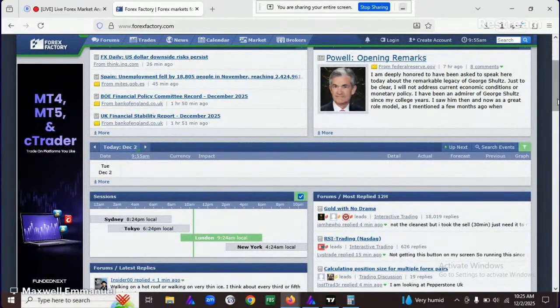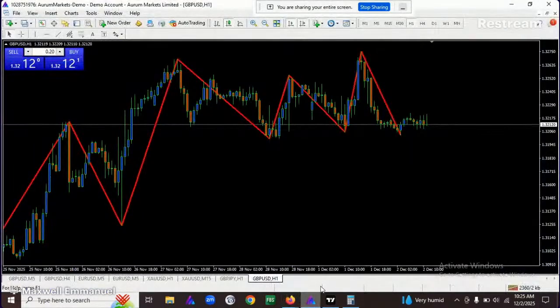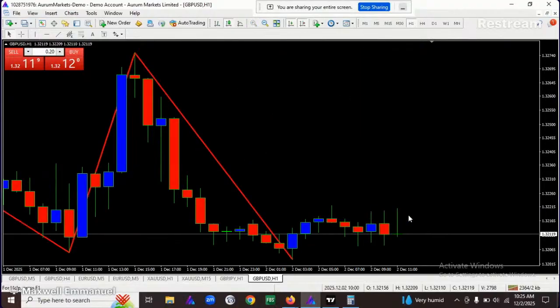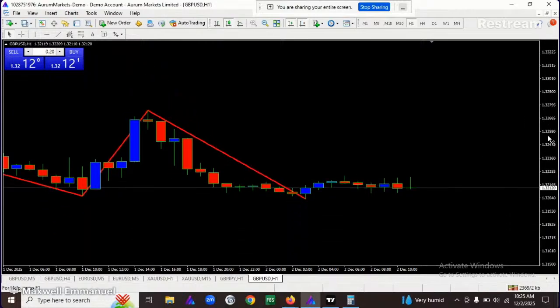So most likely, the technical outlook will play out. The technical setup has a high probability of playing out. But at the same time, volatility might be very low. You can see that price has been ranging since the close of the market yesterday. Okay, so let's start with the daily time frame.